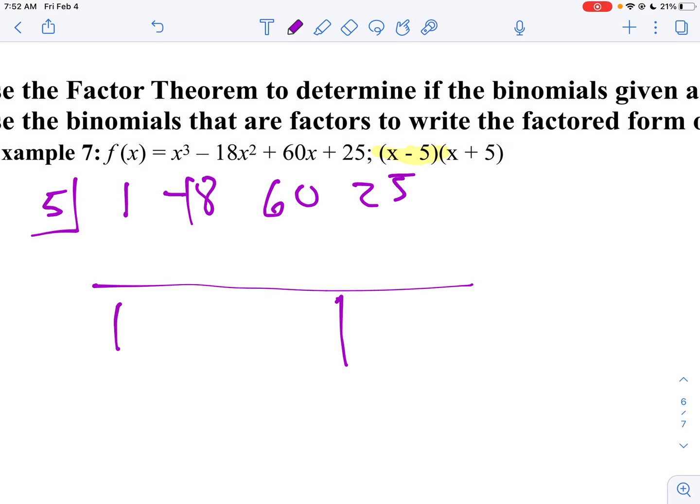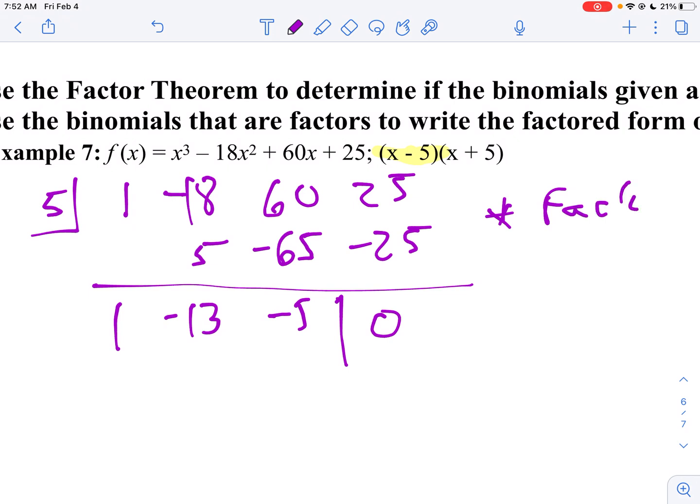So 1 times 5 is 5. Negative 18 plus 5 is negative 13. Negative 13 times 5 is negative 65. And so I get negative 5. I get negative 25. I get 0. So yes, this is a factor.